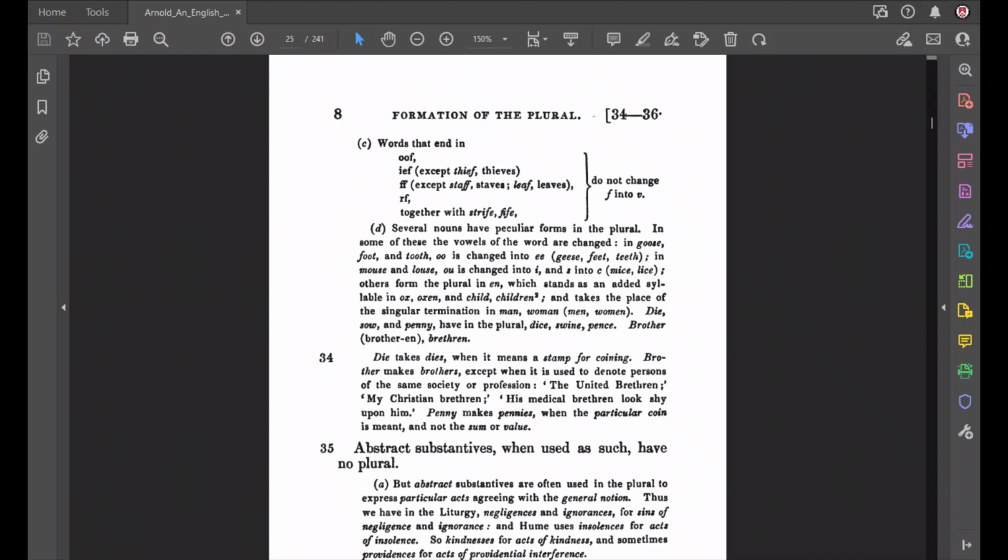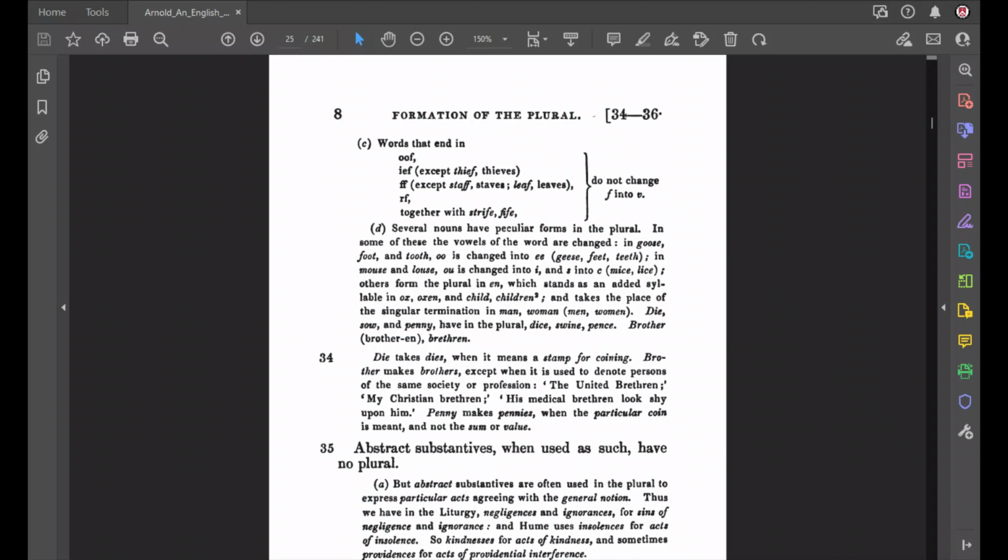And then lastly, letter D there on that page, several nouns have peculiar forms in the plural. Some words just change the form of the word. In some of these, the vowels of the word are changed. For example, in goose, the plural is geese. It's not gooses. We actually changed the whole word. Instead of gooses, it's geese. Foot, the plural is not foots, but feet. Tooth, the plural is not tooths, but teeth.